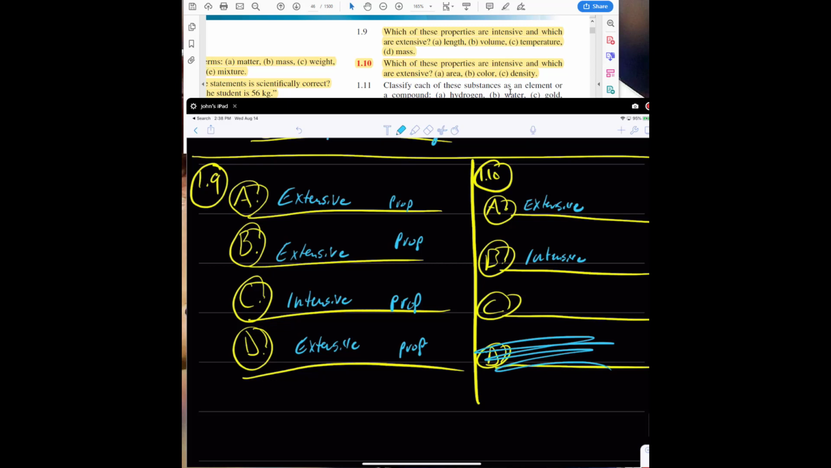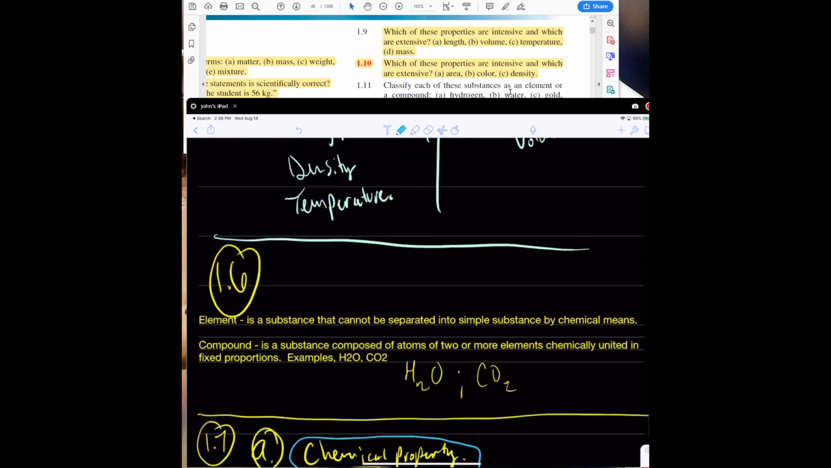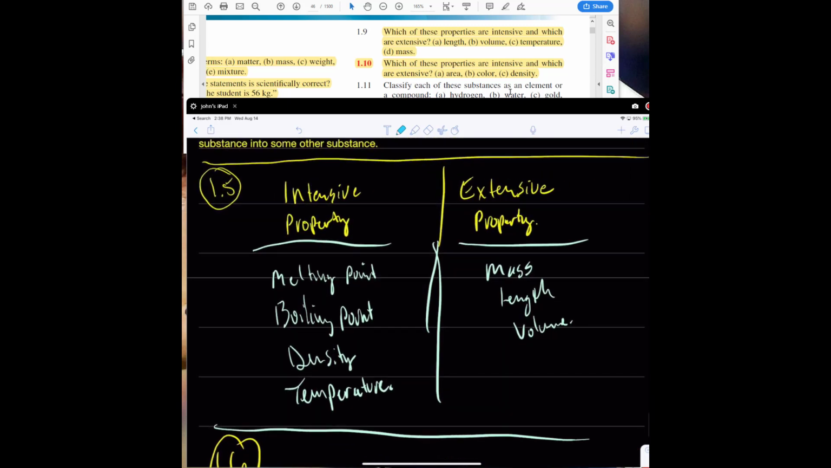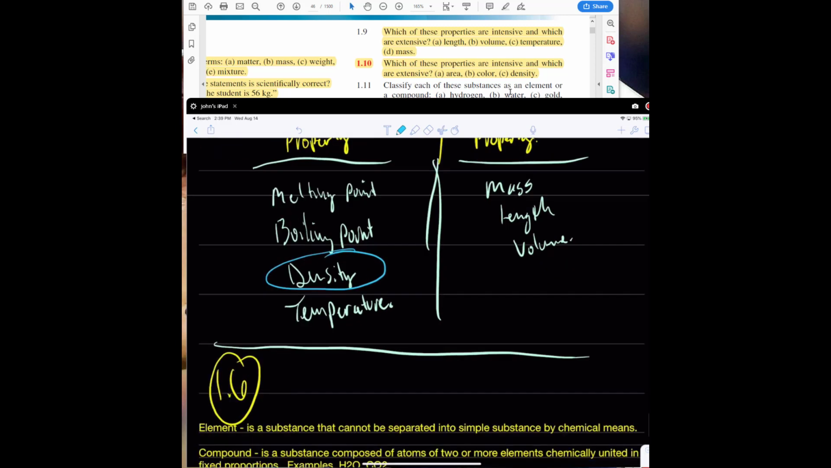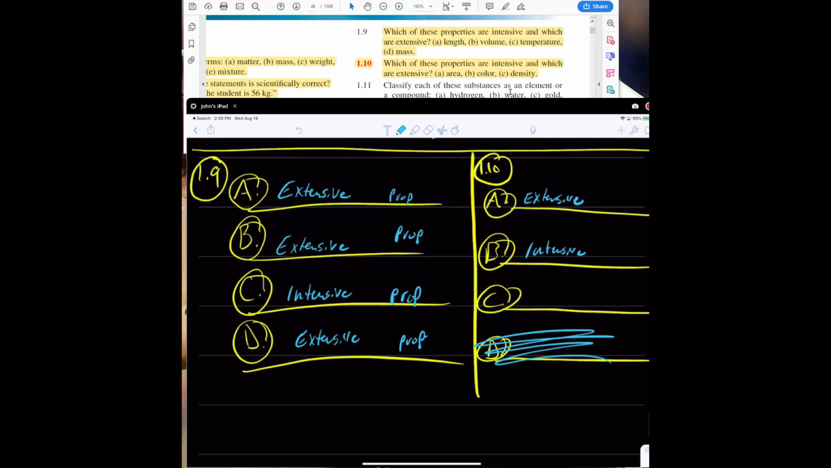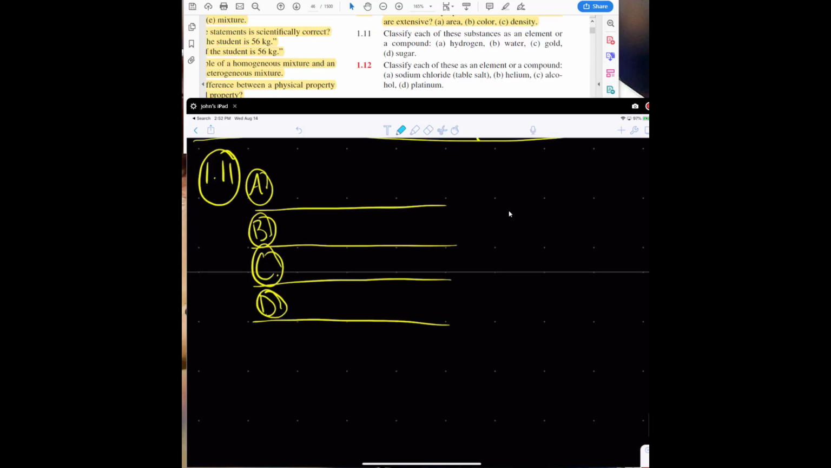And now for the last part of 1.10 is density. We stressed this on 1.5, intensive properties. We spoke about melting point, boiling point, and density. So we already know the answer to this one now. 1.10, part C, density is going to be intensive. Okay.